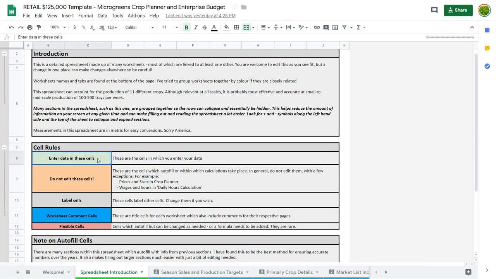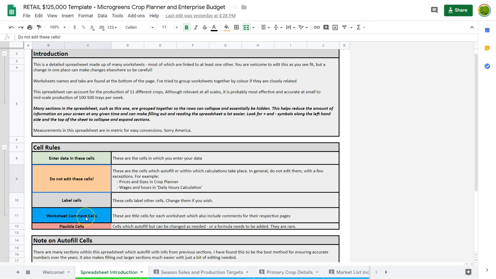I think there are just two important things to note here. One is that whenever you see a green cell, it means this is a place where you enter data. This is where you're going to be entering the information that's specific to your system. And when you see an orange cell, these are where calculations take place, so you never want to change these. These are the two cells you're going to see most.